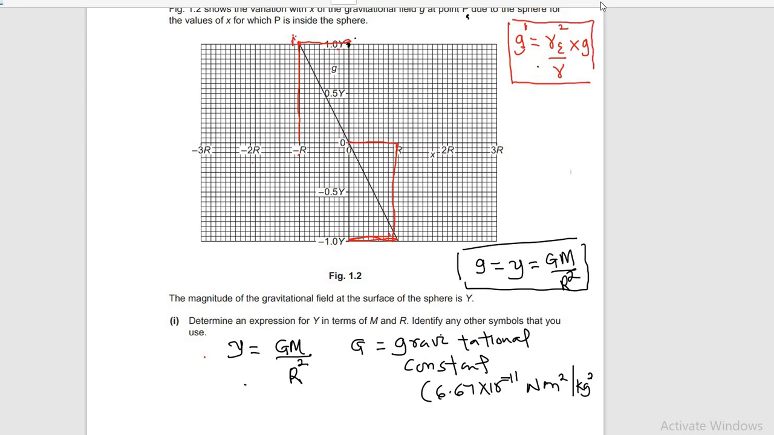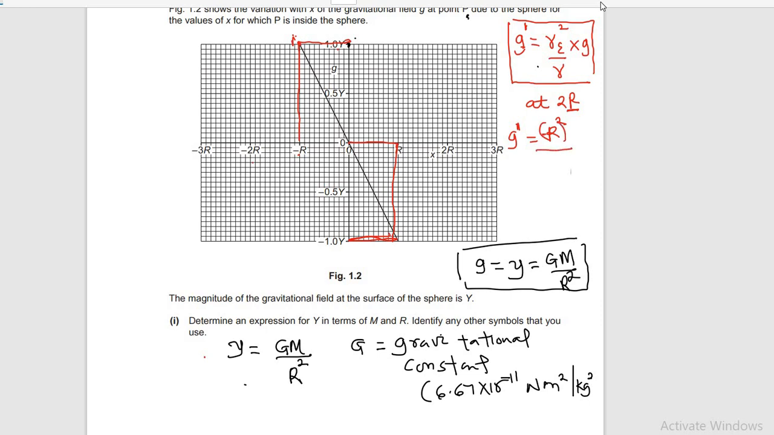So at 2R outside the surface of the Earth, let's find the gravitational field. The radius of the Earth in this context is big R, so R squared over negative big L squared. It's cancelled out.